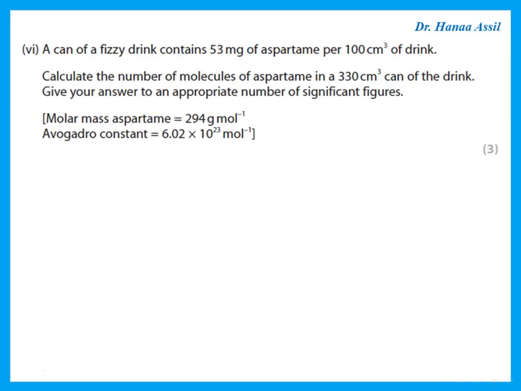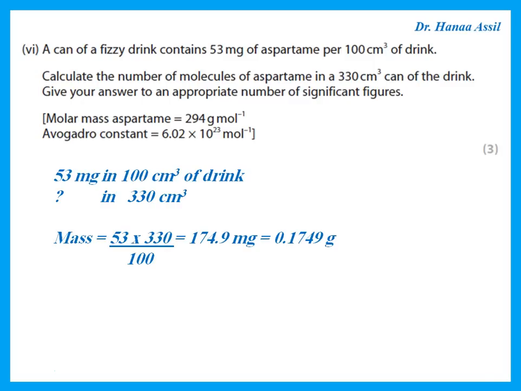A can of fizzy drink contains 53 milligrams of aspartame per 100 centimeters cubed of drink. Calculate the number of molecules of aspartame in a 330 centimeters cubed can of the drink. Okay, how do we calculate number of molecules? We need to get the number of moles first. He's saying 53 milligrams in 100 centimeters cubed of drink. He wants how much in 330.